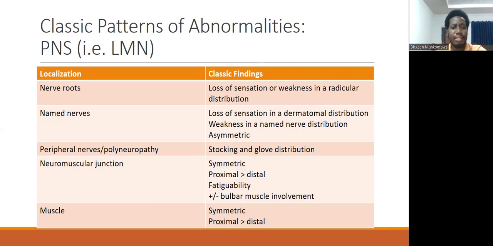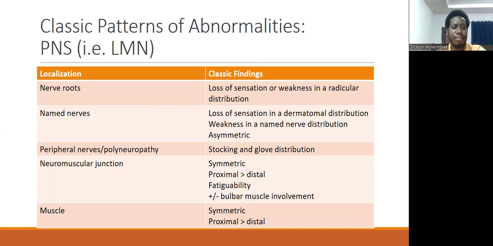So further on, this table will try to help us narrow down into which part or which pattern is affected. So if the nerve roots are affected, usually have loss of sensation or weakness in a radicular pattern. So radicular simply means along a nerve root. Then in terms of a problem affecting a named nerve, a nerve like the ulnar nerve or the median nerve, you have loss of sensation in a dermatomal distribution and weakness in a named nerve distribution, and it's often asymmetric, only one side.